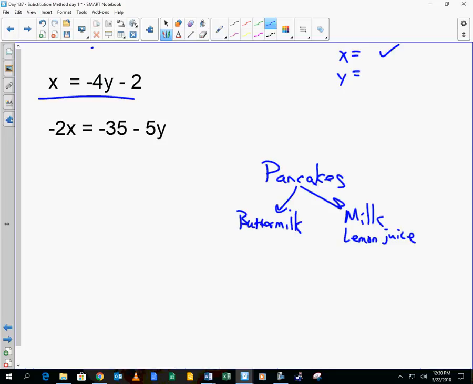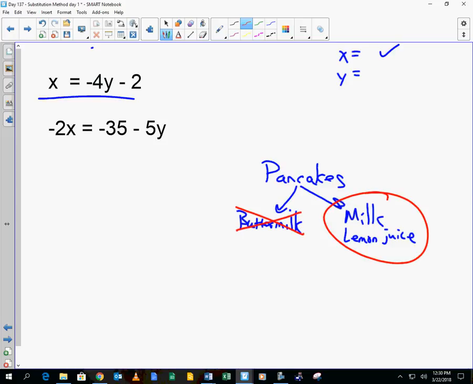That means instead of using buttermilk, I use milk. Okay. Here's what it has to do with, okay? Watch, you guys. Instead of using buttermilk, I will use milk and lemon juice.